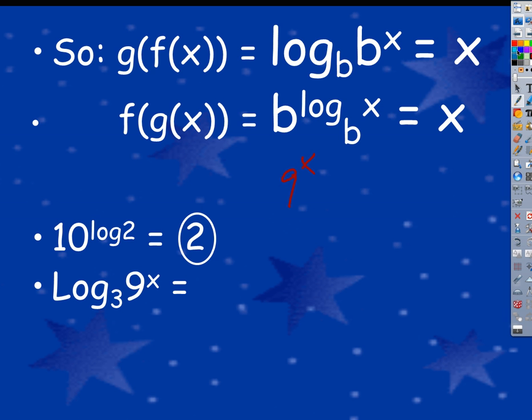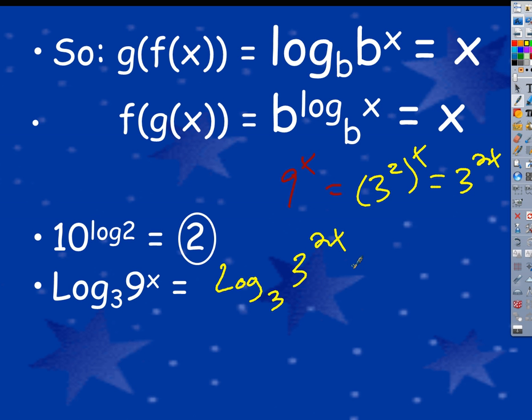9 to the x equals, what's 9? 3 squared. 3 squared to the x. So that's 3 to what power? 2x. So I could rewrite this as the base 3 log of 3 to the 2x. That cancels that, and my answer is 2x. So logs and exponentials undo each other. A very special relationship we use a lot in math.